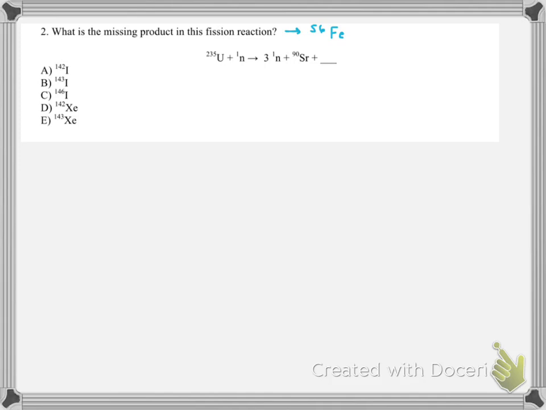We just want to make sure we have the same number of particles on both sides of the reaction. So here they've given us all the mass numbers, but what I'm going to do is go through and fill in the atomic numbers for the atoms. So uranium, if you look on the periodic table, is number 92. Okay, so I'm just going to mark 92. This neutron will have an atomic number of 0. That's true on the right side also. And then we have strontium, and strontium has an atomic number of 38.